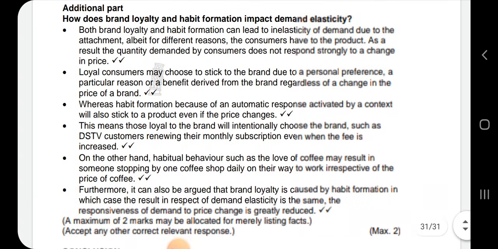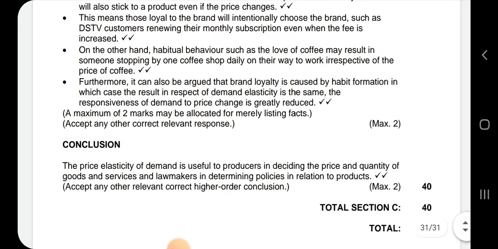And then the additional part: how do brand loyalty and habit formation impact demand elasticity? So both brand loyalty and habit formation can lead to inelasticity of demand due to the attachment, albeit for different reasons, the consumers have to the product. So, and that is how you conclude. And that is the end of this question.